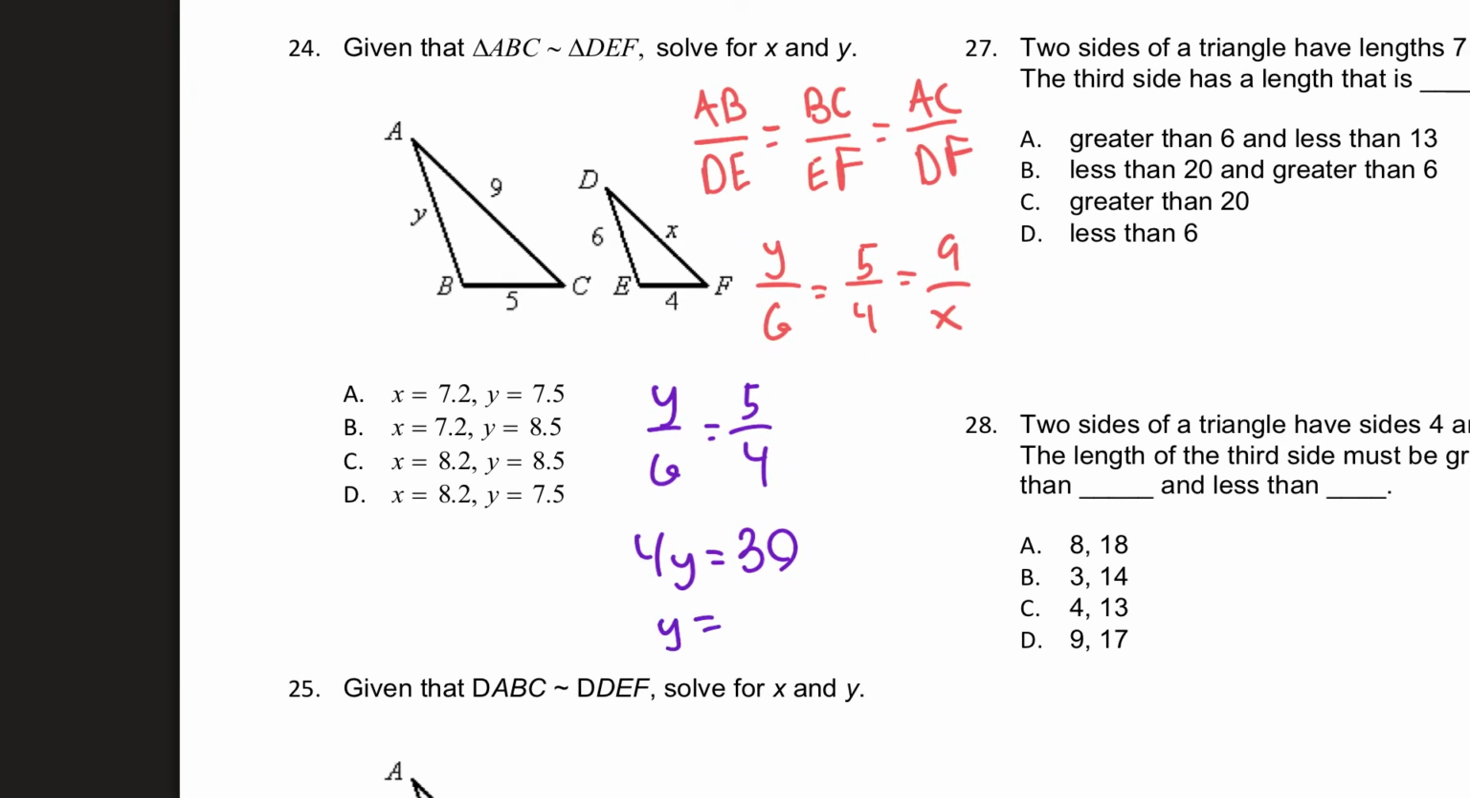So Y equals 30 divided by 4, which is 7.5. Okay, so right off the bat, I'm going to cross out B and C. Now let's try the other one. Switch colors again. All right, 5 over 4 equals 9 over X. So 5X equals 9 times 4, which is 36. And 36 divided by 5 is 7.2. So our answer is A.